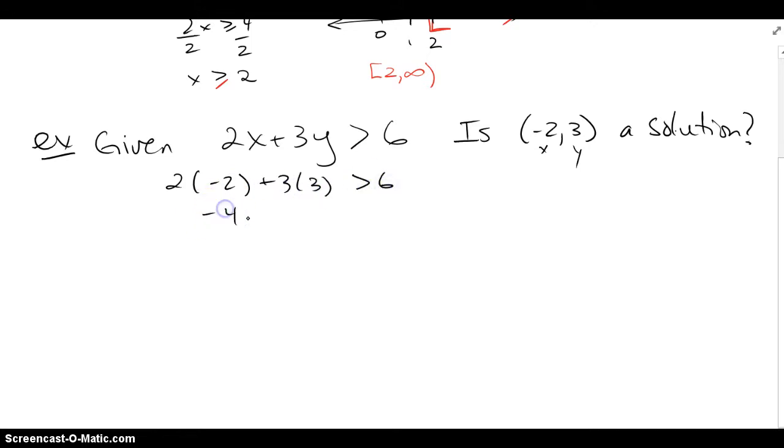And it looks like I get -4 + 9. Is that greater than 6? And it looks like it is a no, because 5 is not greater than 6. So if something is given to me, I just put it in and see if it is a solution or not. But our goal is to be able to get all the solutions of this inequality, and that's going to require a little bit more work.